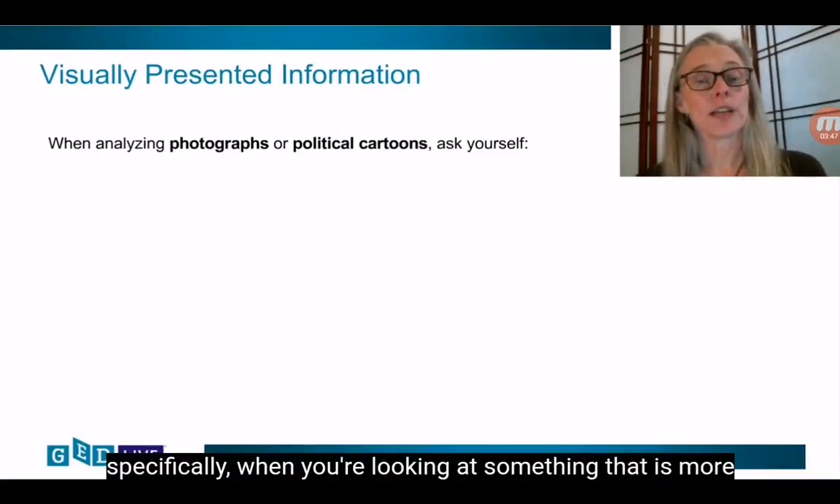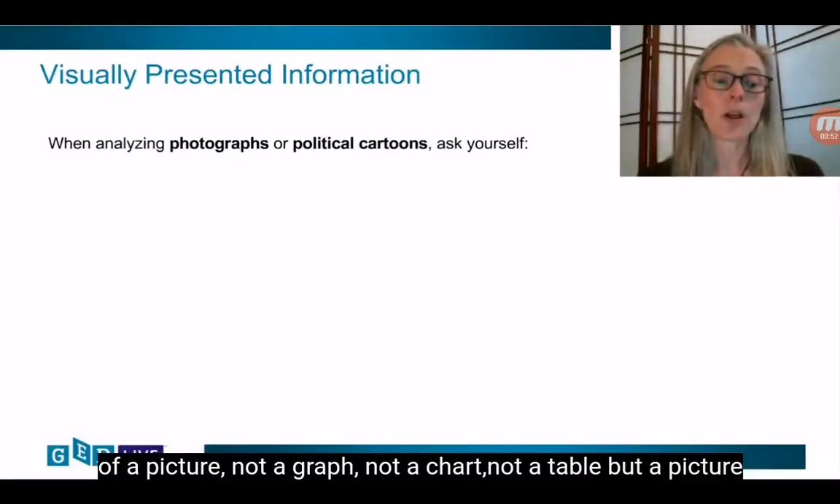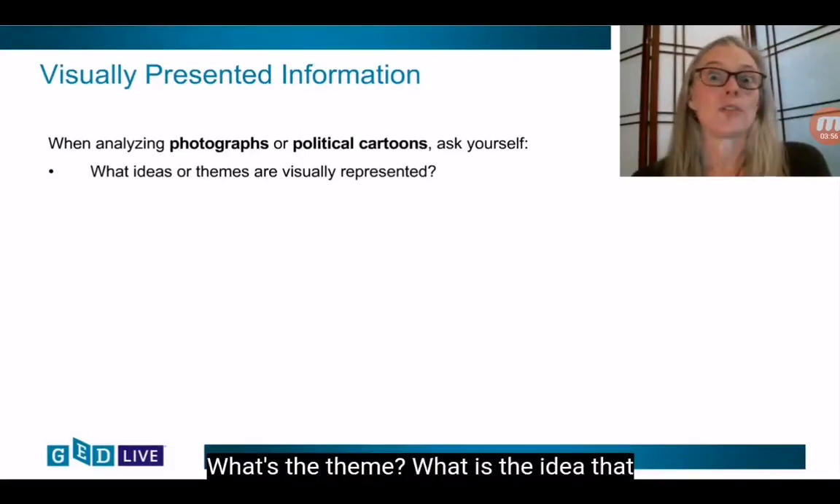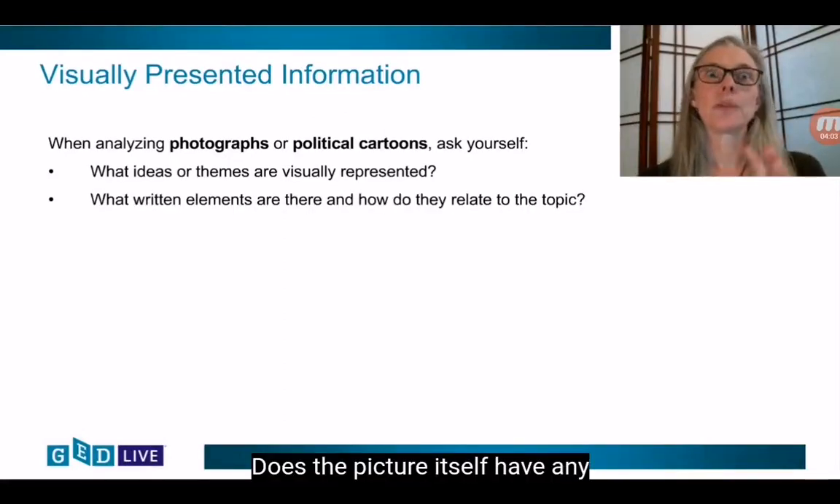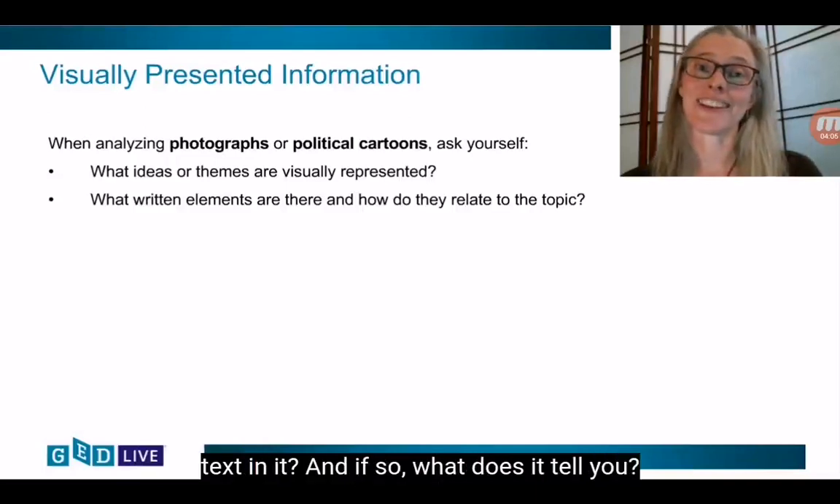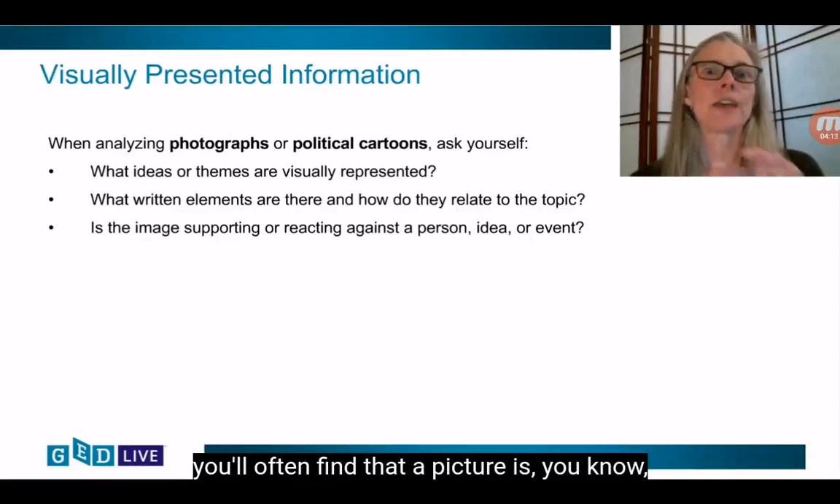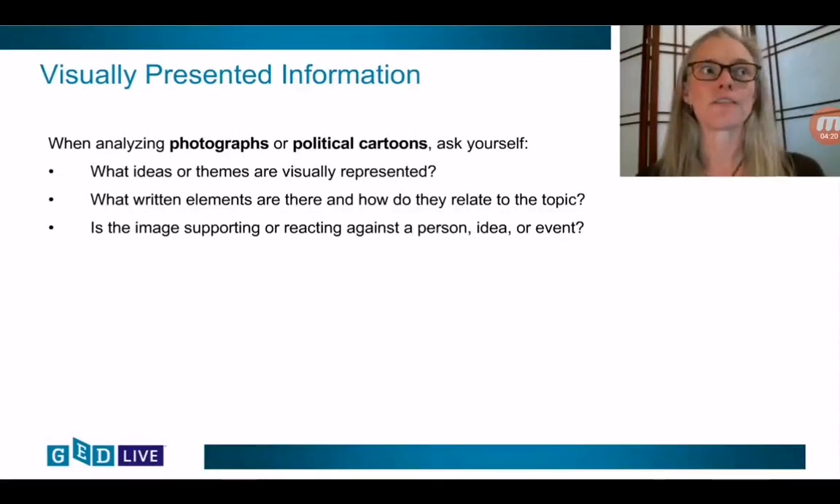Now, specifically, when you're looking at something that is more of a picture, not a graph, not a chart, not a table, but a picture, here are the questions that you want to ask yourself. What's the theme? What is the idea that this picture is related to? Does the picture itself have any text in it? And if so, what does it tell you?